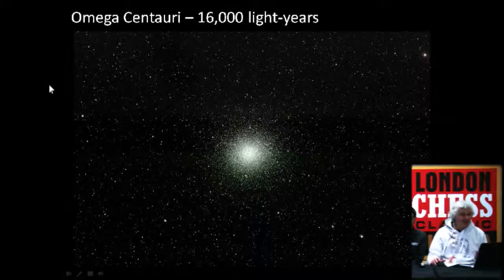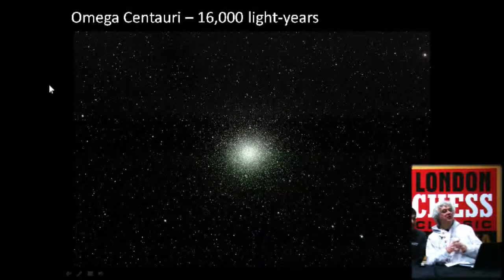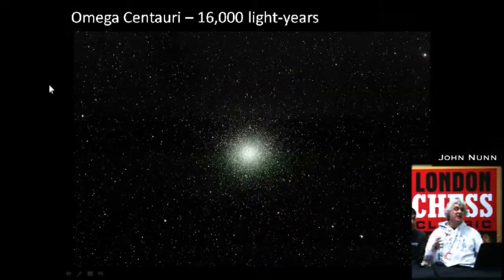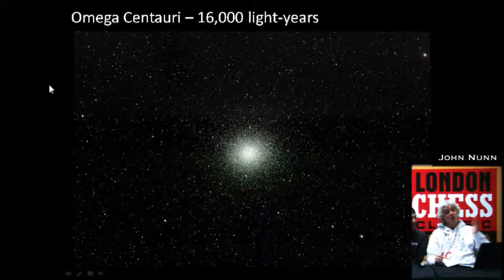Okay, now we're getting to the borders of our galaxy. I said before it's 100,000 light years across. That's if you measure it in the plane of the disk. But the disk of the galaxy is relatively thin. So if you look perpendicular to the plane of the galaxy, you don't have to go that far before you're actually out of the galaxy.